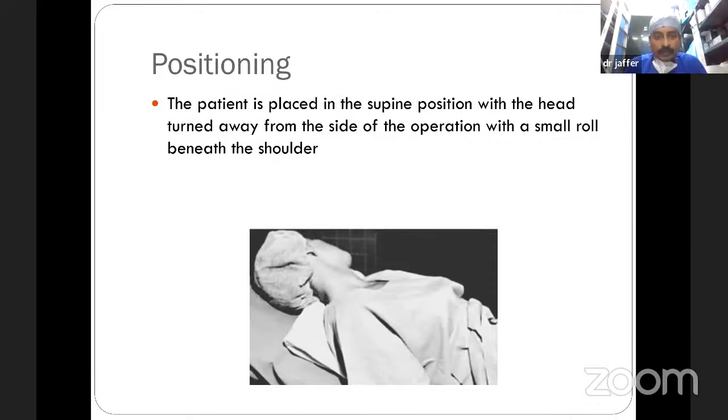So coming to the patient positioning, the patient is placed in supine position with the head turned away from the side of the operation with a small roll beneath the shoulder. We have to bear in mind that elderly patients may have cervical spondylosis, so it will be very uncomfortable for these patients, especially when the surgery is done under local anesthesia. So in the preoperative checkup, we have to see whether the patient is fit for regional anesthesia. One of the things to rule out is whether we can place the patient in proper position.